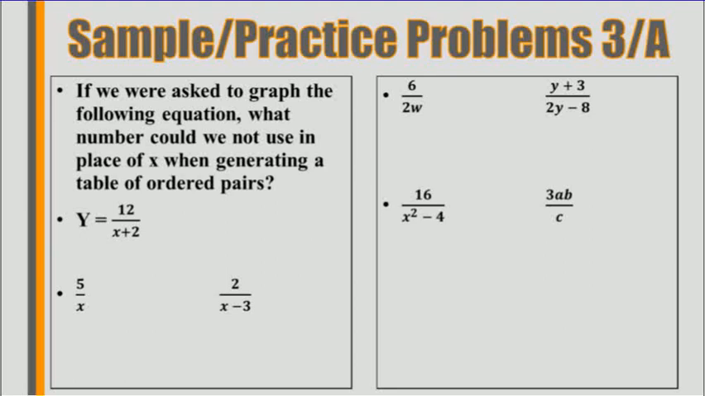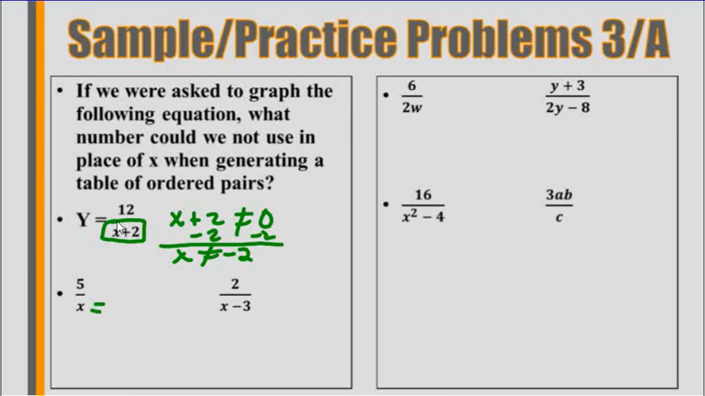So to solve these, we just want to know what the denominator, just focusing on the denominator here, cannot equal 0. So if I make this x plus 2 cannot equal 0, I can solve for x by subtracting 2 on both sides, and I would have x cannot equal negative 2. And when x is negative 2, that makes a 0 in the denominator, and we can't take 12 divided by 0. So here, x cannot equal negative 2.